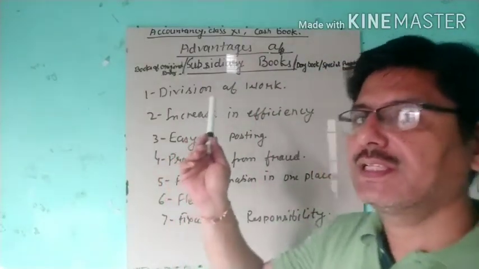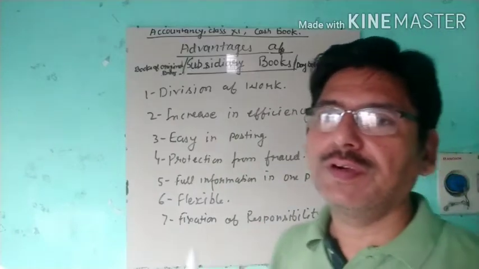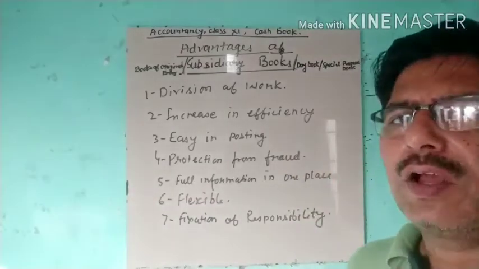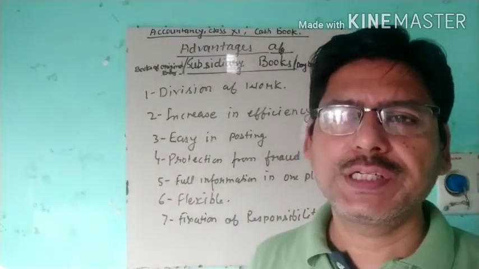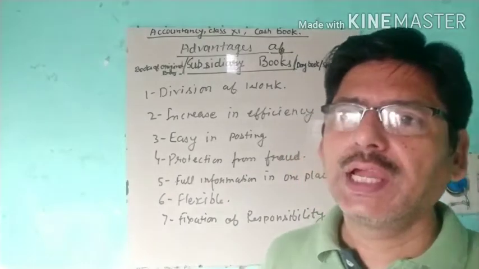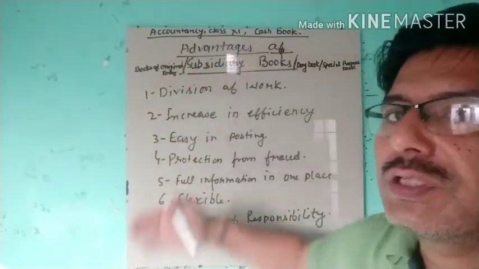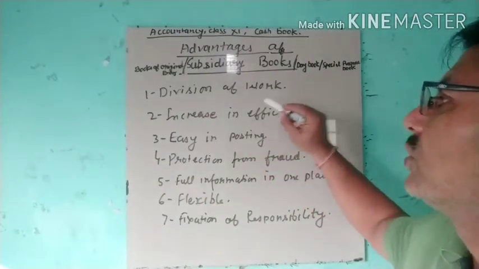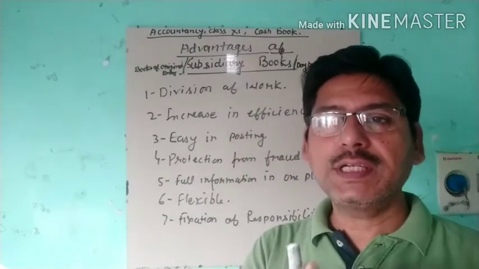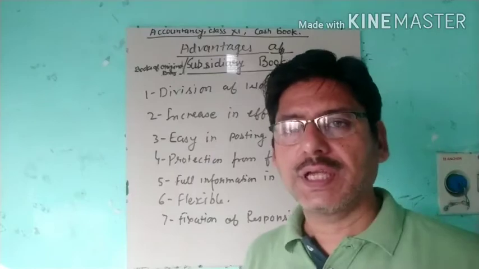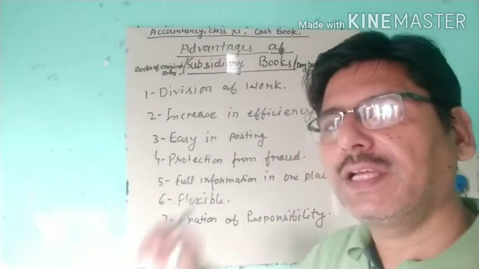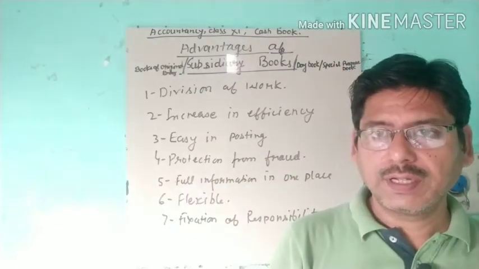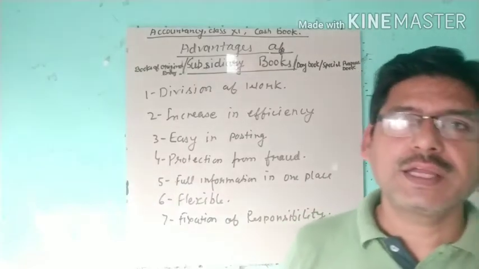First advantage is what? Division of work. Division of work means when only one book is maintained in the business, all the work related to recording the transaction is done by one person only. Here, because different books of original entries are maintained, the work is divided among different persons in the business, and the work is divided as per the ability of a person. As a result, work is done in a better way.